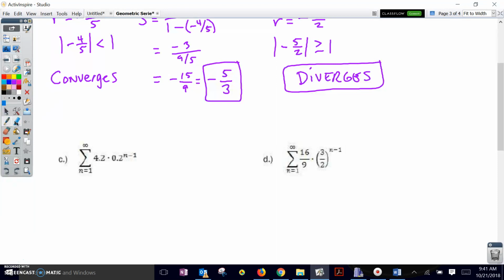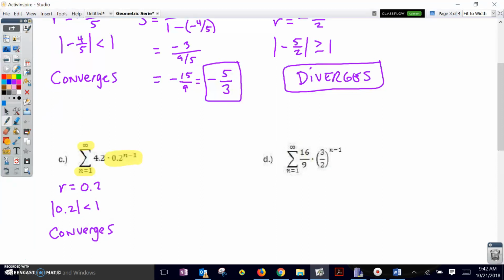Here, the common ratio is evident. It's this number here that, as we increase the index of our summation, we're multiplying by an additional 0.2. So r is equal to 0.2 here. The absolute value of 0.2 is less than 1, so this converges.